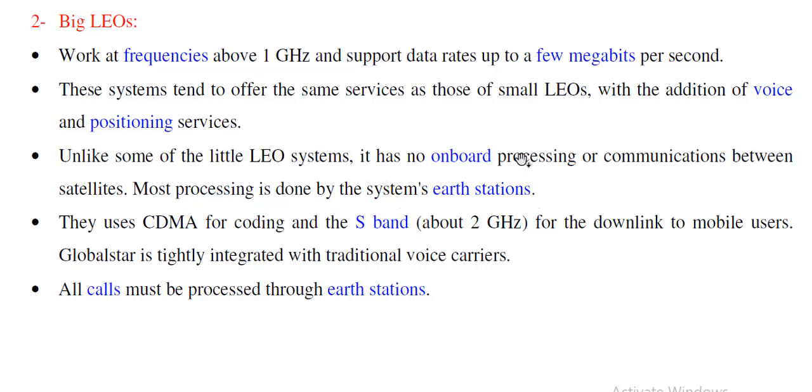The property of the big LEOs is that they don't have any processing or communication systems on the satellites, which means that all the processing of the data is done by the Earth station, not the satellites. Here the satellites are only gateways, or they are only routers of signals between the Earth stations.